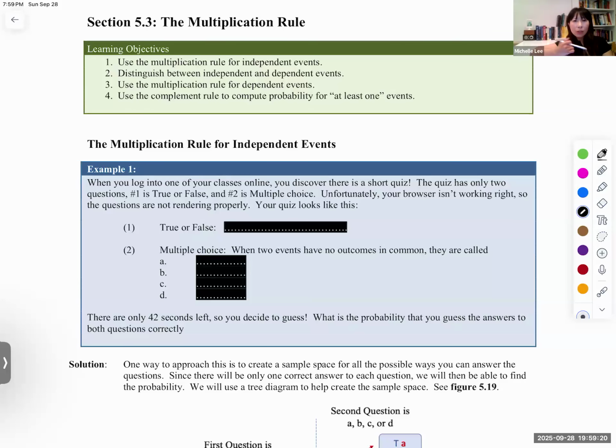Hello everyone. Today we are going to learn 5.3, the multiplication rule. So here is the learning objective.